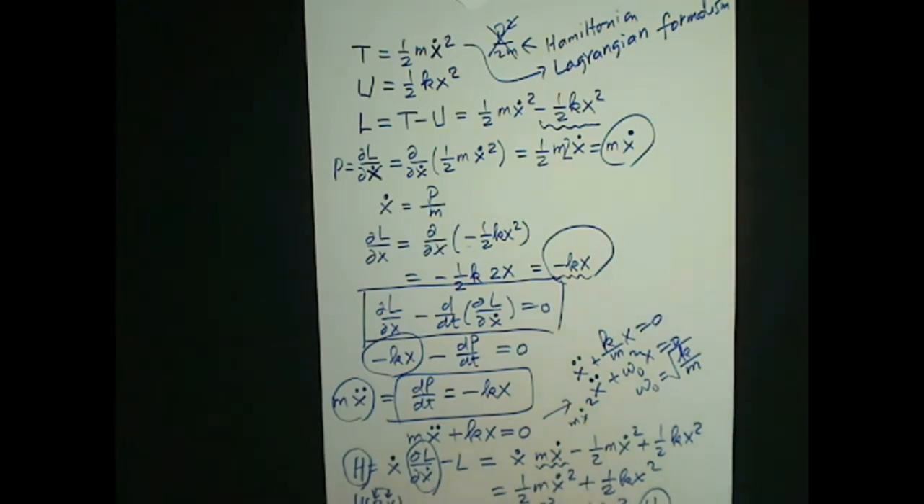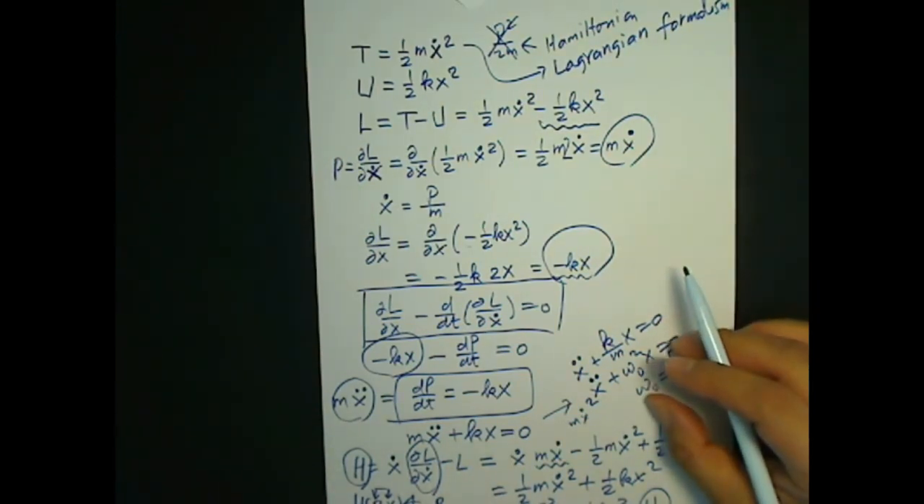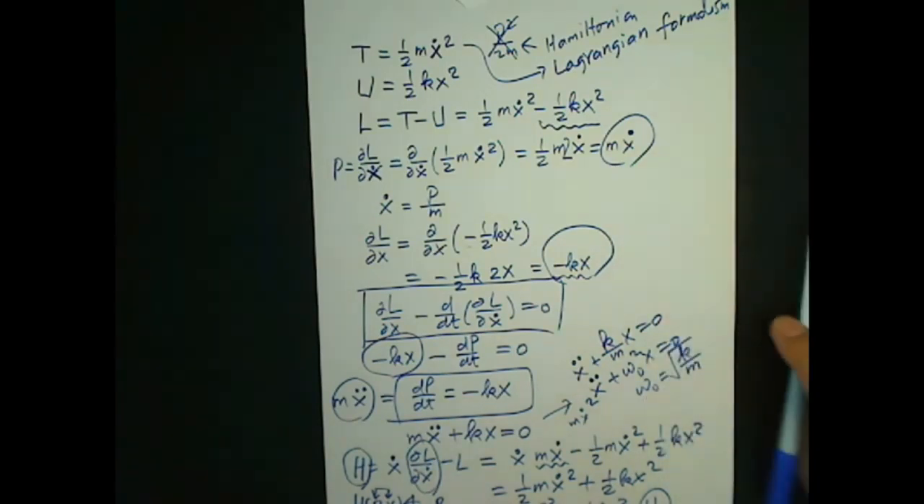But I told you the Hamiltonian must be written in terms of momentum and coordinate. So x dot should be replaced with p over m. So the final answer is that the Hamiltonian is p squared over 2m plus 1/2 kx squared. That's it for today.